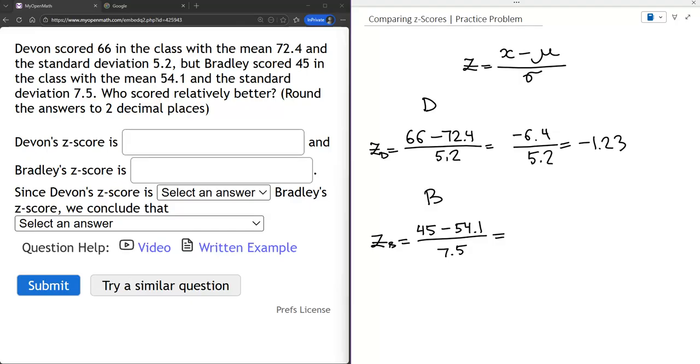45 minus 54.1 is negative 9.1, and negative 9.1 divided by 7.5 is negative 1.21. So if we were to compare these two scores, well, both of them didn't do great.